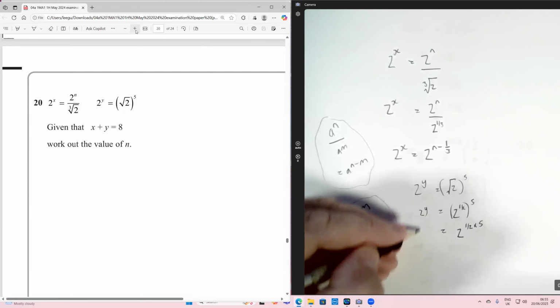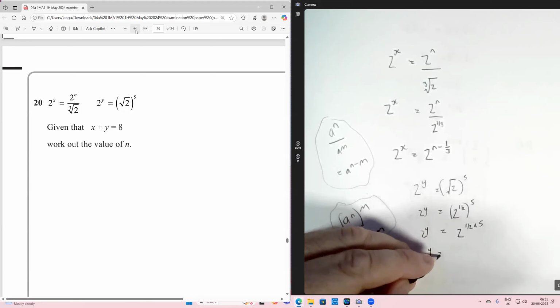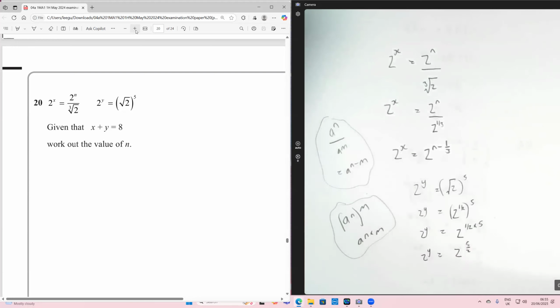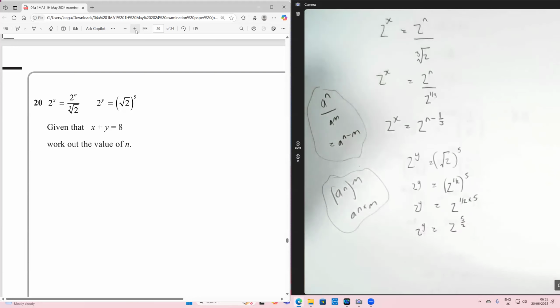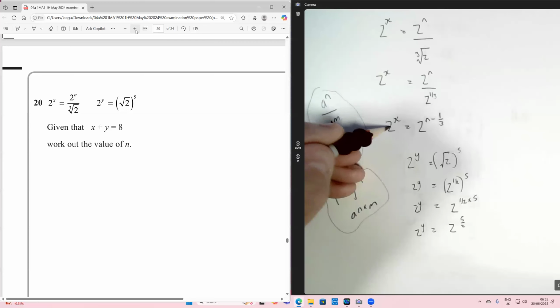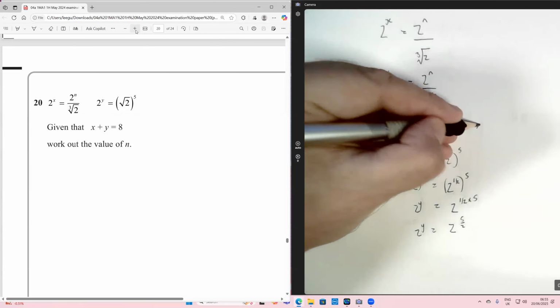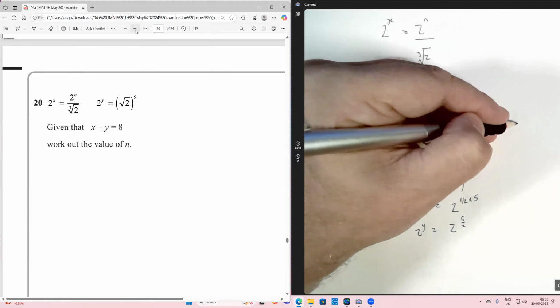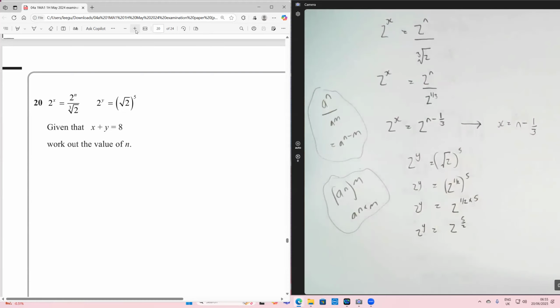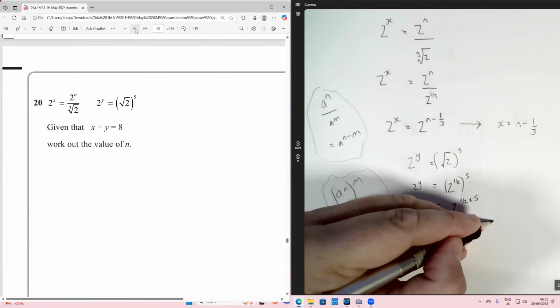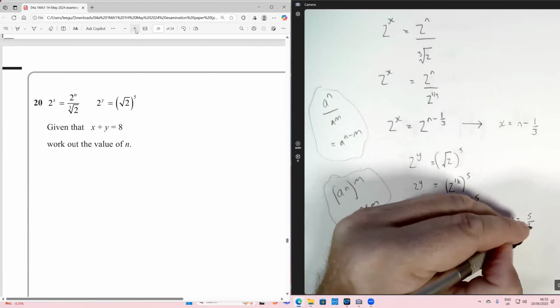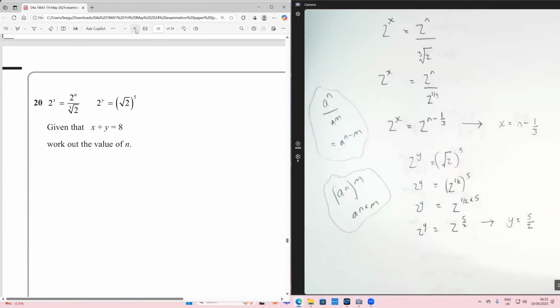So therefore, our 2 to the power of y can now be expressed as 2 to the power of 5 over 2 when I multiply those together. And now we're in the position that we need to be, because we've got an expression. We can say from this expression that the implication is that x must equal n minus 1/3. So x is equal to n minus 1/3 from that equation. From this equation, we can say that y equals 5 over 2. So we have y is equal to 5 over 2.